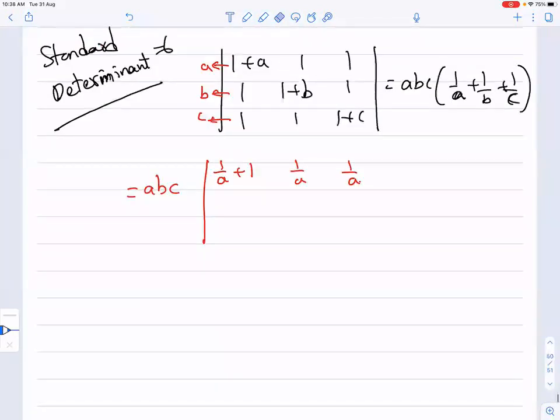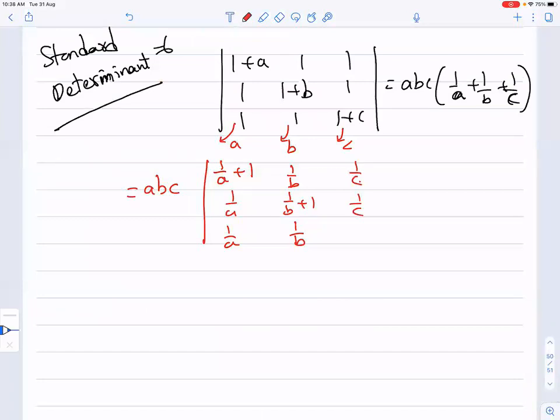Okay. Let us take common from the columns. That is also fine. I'll take common A from this, B from this, and C from this. So 1 by A like this, 1 by B plus 1, 1 by B, 1 by C, 1 by C, 1 by C plus 1. Clear? Now this is exactly like standard determinant 5.